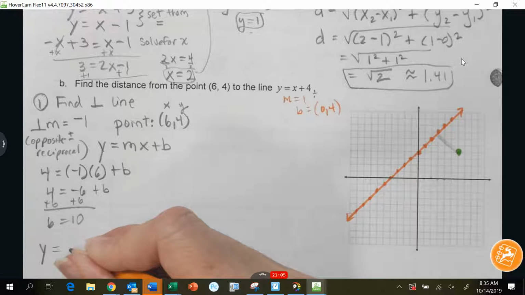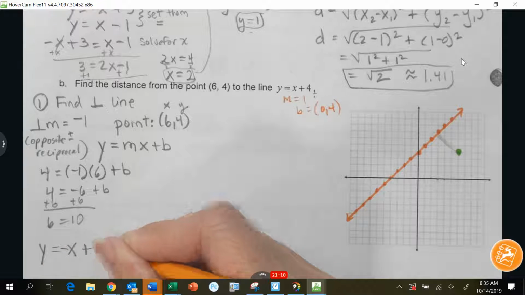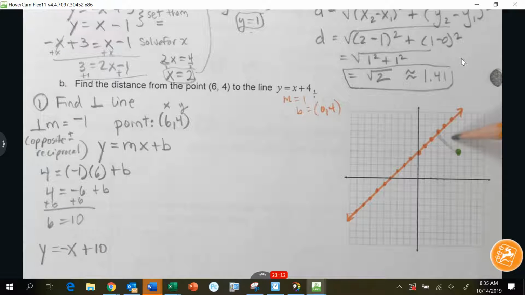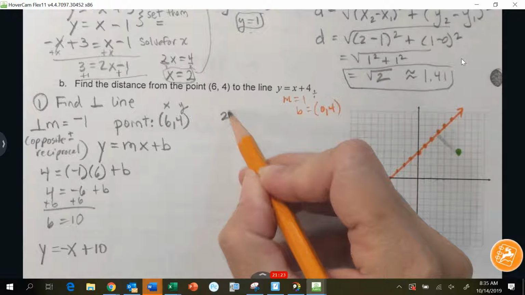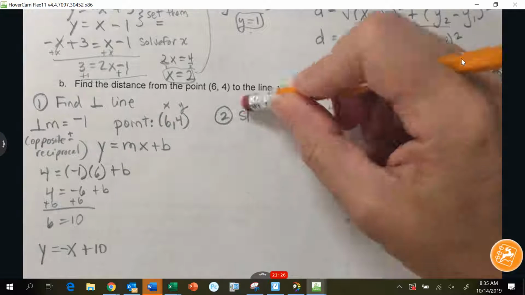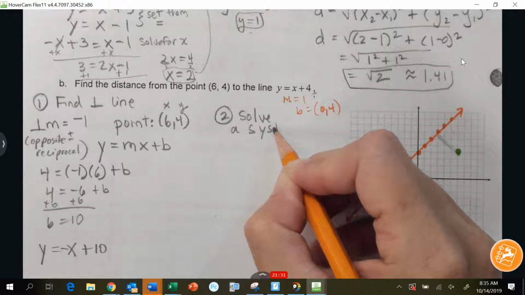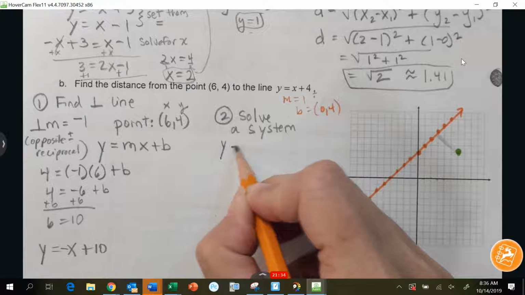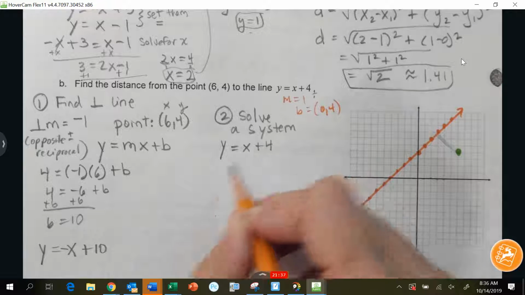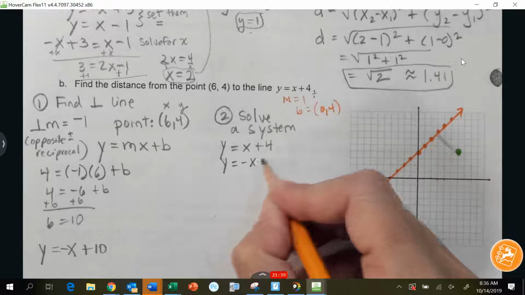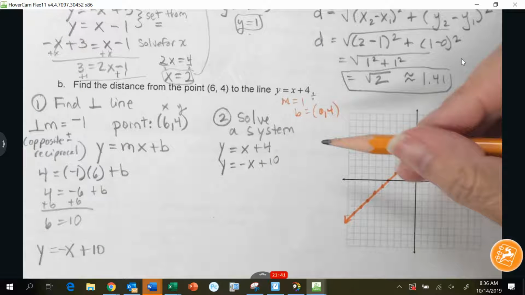So y equals negative x plus 10. That should be the equation of this line. So that's the first step. We're going to find the equation of this line. Then our second step is we're going to solve a system. The system is going to be the original line and the new line we just found. We have to find when these are equal.